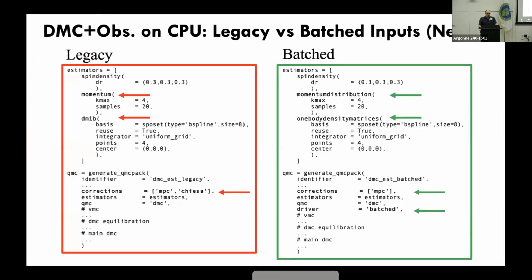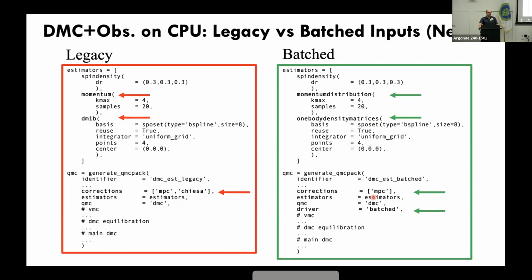Okay. In NEXUS, again, that change is reflected. Basically, these names get propagated, whether it's momentum versus momentum distribution, DM1B for one body density matrix versus actually spelled out with all the words lengthily. But that's it. All you do is specify that slightly different name and give it the batch driver, and you'll be off to the races. So there's one example like this.